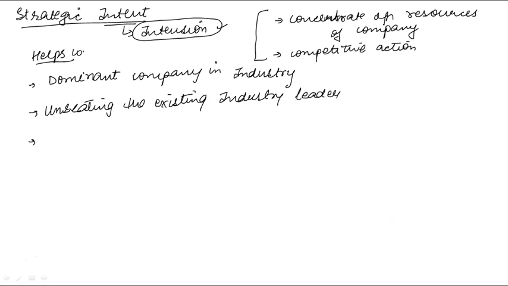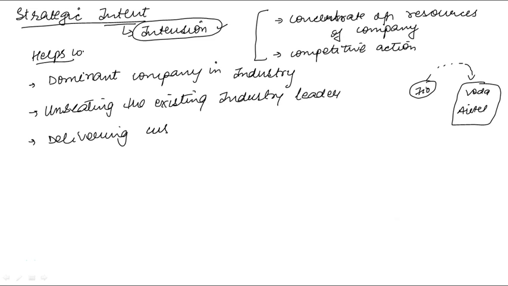So, what is over there? Before Jio came into the picture, who was holding each and everything? Vodafone was holding each and everything. Airtel was holding each and everything. But they were existing industry leaders. They were basically sitting on the chair of an existing leader. After that, Jio came and Jio basically took each and everything. Delivering the best consumer services. It helps in delivering the best customer or consumer service in the industry.